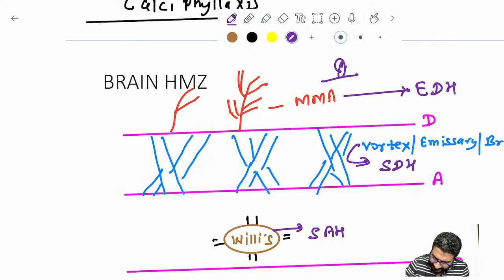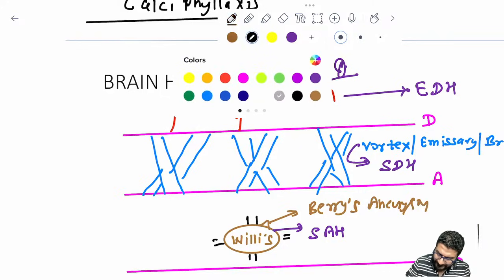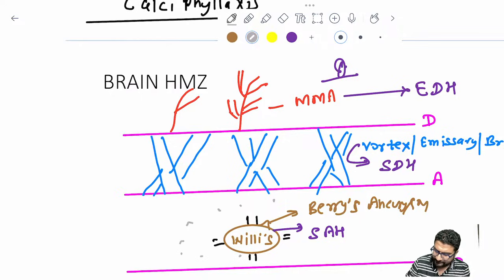This circle of Willis will have a small aneurysm. You will see formation of small or micro aneurysms here. These aneurysms will rupture. So what do we call them? We call them Berry's aneurysm. And understand, in the subarachnoid space, what else do we have? We have CSF. So now you can see the CSF. This CSF is called xanthochromic CSF.